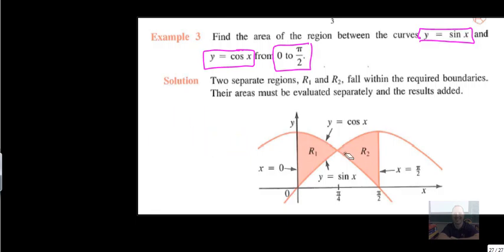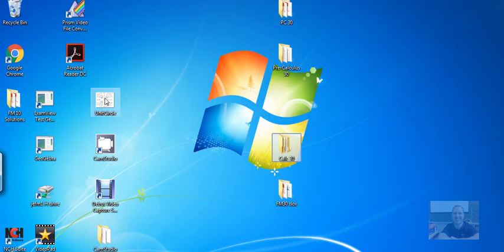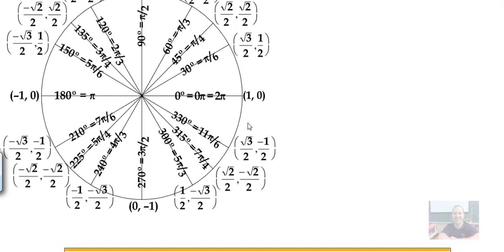So here's the diagram given for you here. And this intersection point is pretty important. If you recall your unit circle, you almost should know this without even looking. Where does the value of sine equal the value of cosine between 0 and 2 pi? Between 0 and pi over 2, they're the same at 45 degrees or pi over 4 radians.